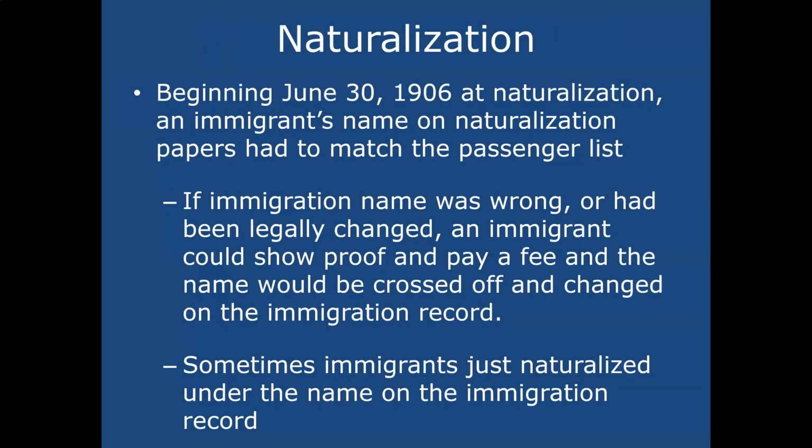Beginning June 30th, 1906, at naturalization, an immigrant's name on naturalization papers had to match the passenger list. If the immigration name was wrong or had been legally changed, an immigrant could show proof and pay a fee, and the name would be crossed off and changed on the immigration record. Sometimes immigrants just naturalized under the name on the immigration record because they didn't want to pay the fee.